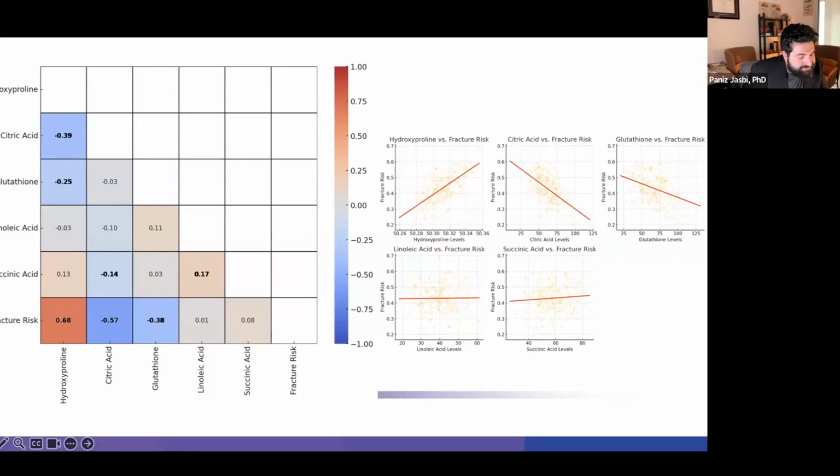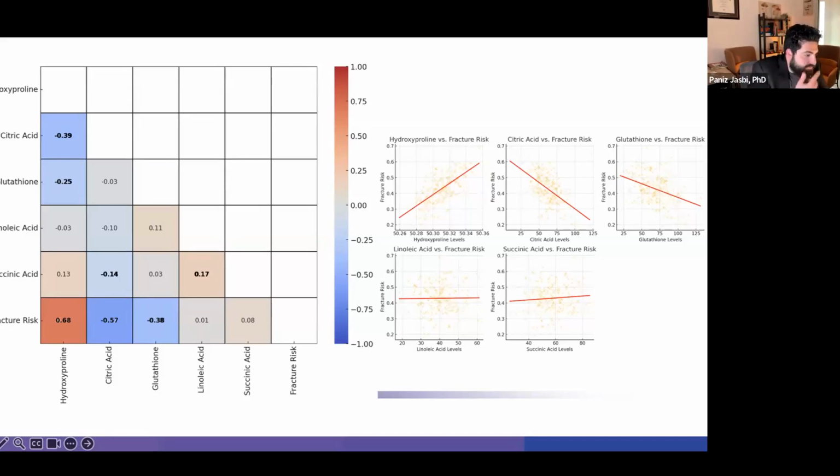So let's start with the heat map on the left. This data shows the correlations between key metabolites and fracture risk. Notably, anything in bold text highlights a statistically significant relationship. Again, this should emphasize that it's not due to type 1 error, right? It emphasizes the reliability in clinical applications. For instance, hydroxyproline, which is a marker of collagen turnover, has a strong positive correlation with fracture risk. Elevated levels of this metabolite, which indicate increased bone resorption, are predictive of higher fracture risk.